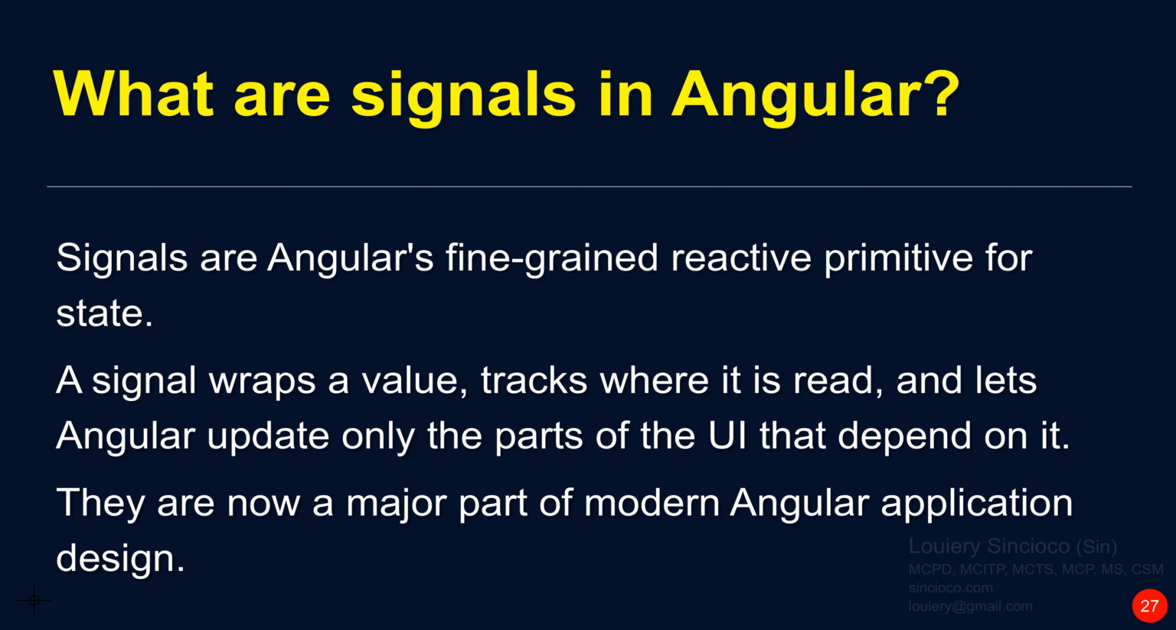What are signals in Angular? Signals are Angular's fine-grained reactive primitive for state. A signal wraps a value, tracks where it is read, and lets Angular update only the parts of the UI that depend on it. They are now a major part of modern Angular application design.